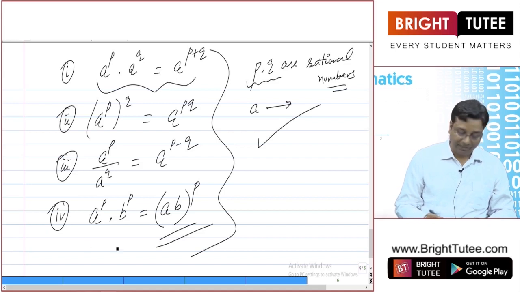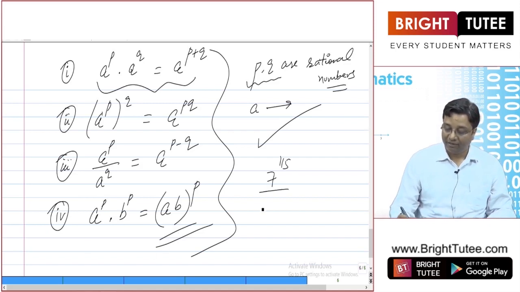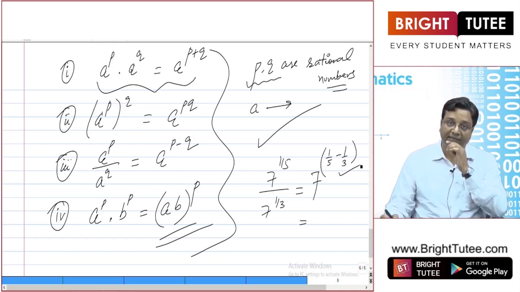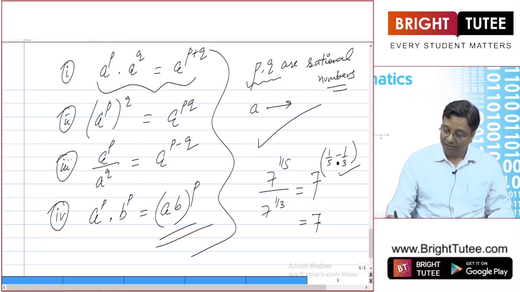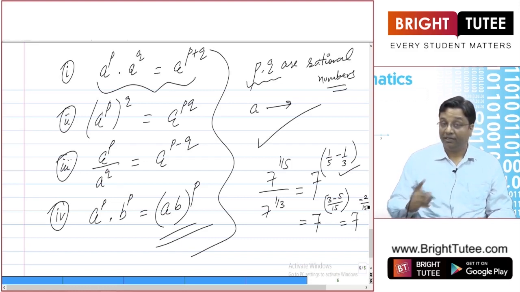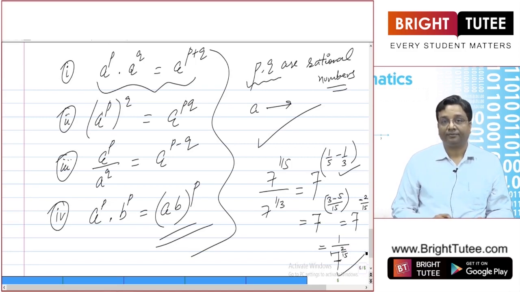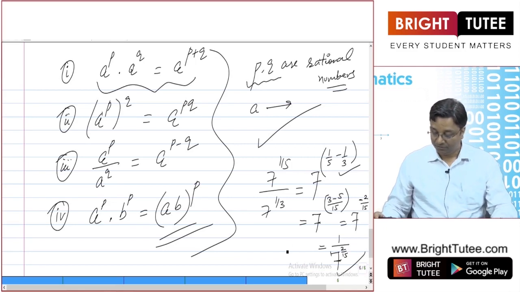For example, if I take 7 raised to power 1 by 5 divided by 7 raised to power 1 by 3, I can always write it as 7 raised to power 1 by 5 minus 1 by 3. Now you can simplify this and write it in simplified form, which will be 7 raised to power 3 minus 5 by 15, which is 7 raised to power minus 2 by 15. Now you know how to deal with negative powers, you can write it in the denominator, 7 raised to power 2 by 15. So this is how you will solve the questions based on exponents.